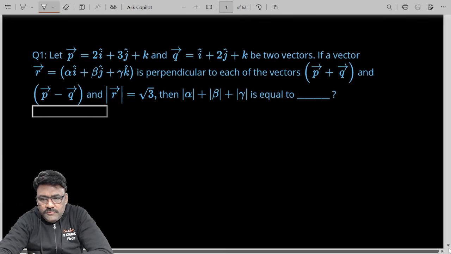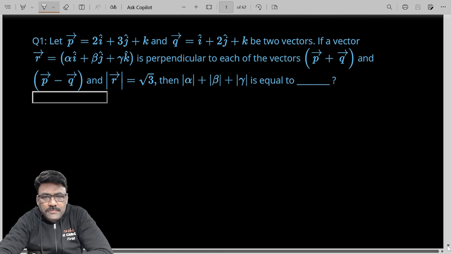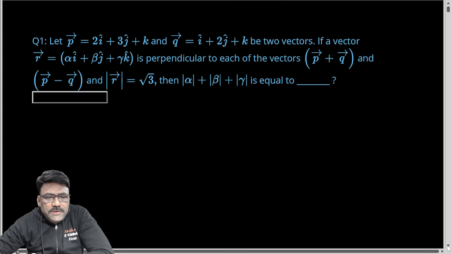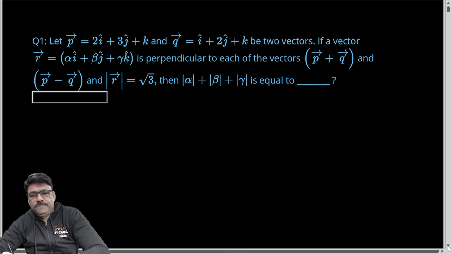So in this video, we are going to discuss the mathematics paper which was conducted very recently. So here is the question on your screen, and this question is from vectors. As you can see, two vectors are given to you here, P and Q. And we have a third vector R which is perpendicular to both the vectors P plus Q and P minus Q. One more thing is given here, mod R is root 3. So what will be mod alpha plus mod beta plus mod gamma? R is actually alpha i plus beta j plus gamma k.